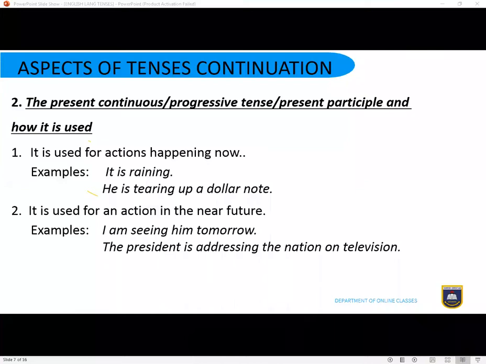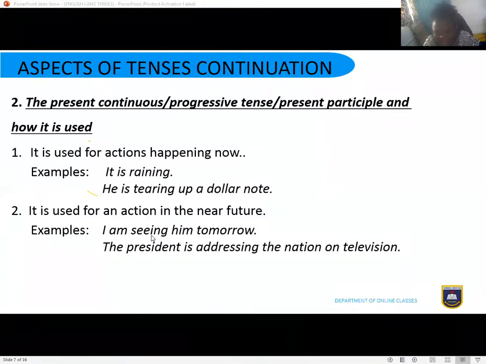Now let's look at the second way that the present continuous or the progressive tense can be used. The present continuous tense is used for an action in the near future. So this means that it is used to show an action that is taking place in the near future.